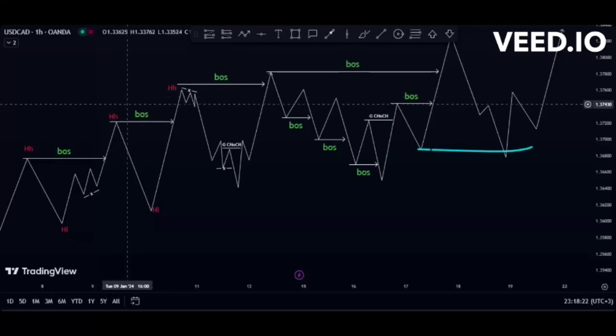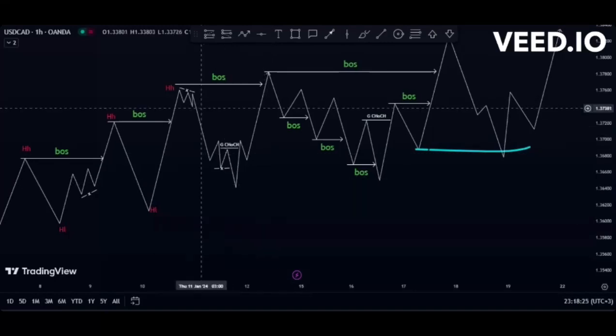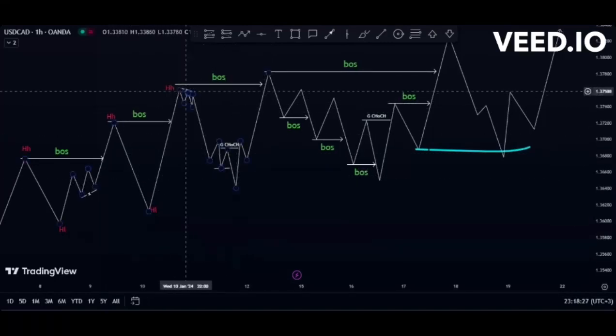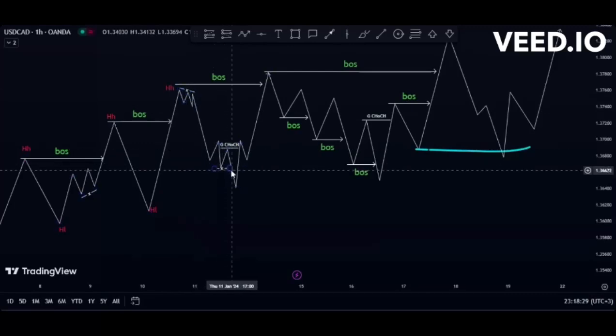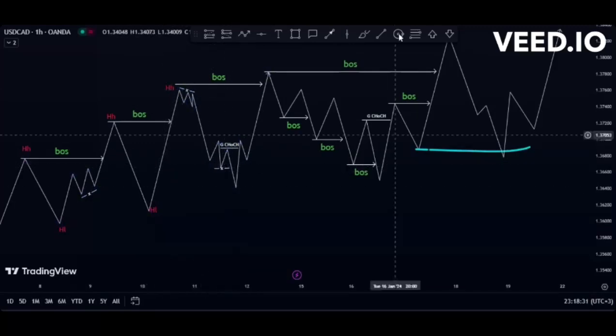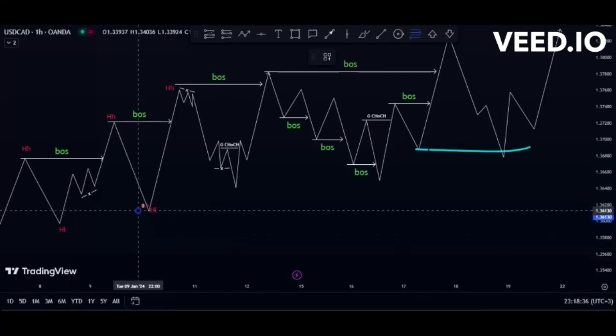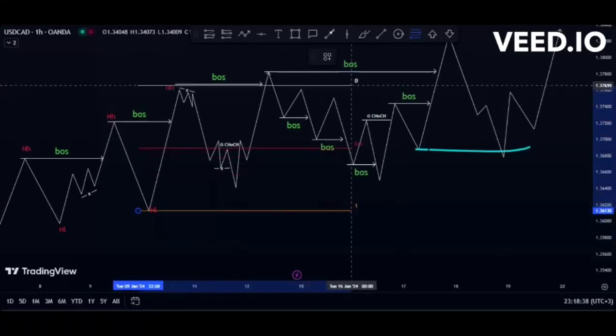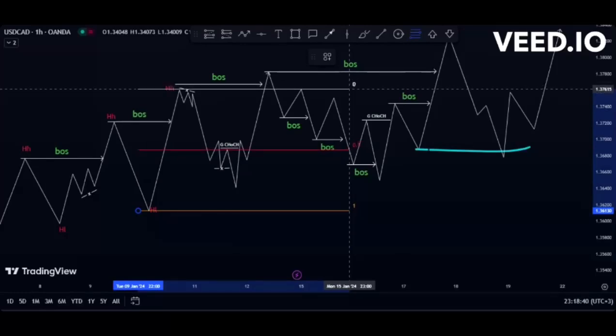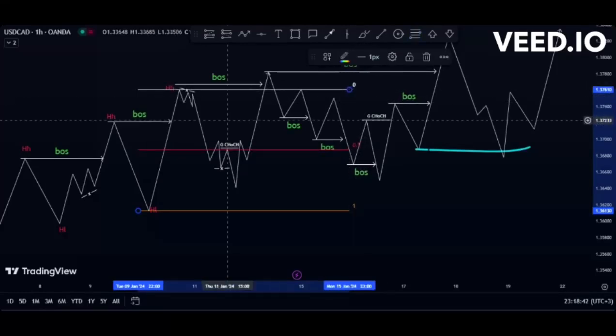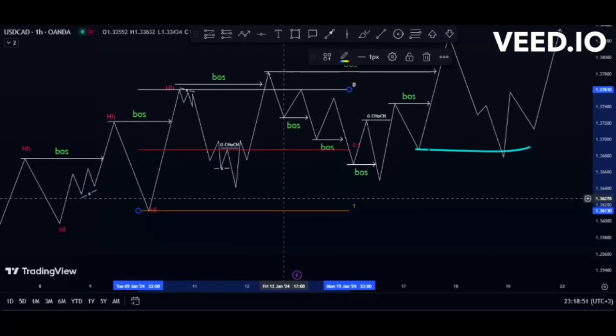Okay, so here we know that we are bullish, then the market retraces. It reaches the discount level. For those who don't know the discount level, we have it using our Fibonacci. The upper half of the Fibonacci is called the premium, but the lower half is called the discount.